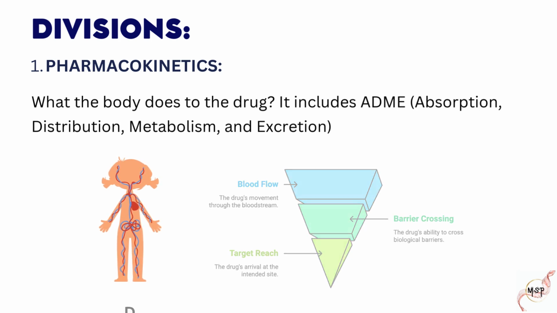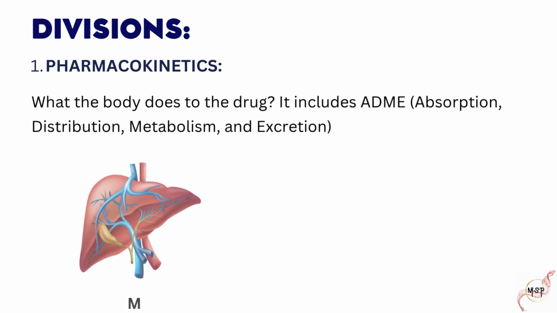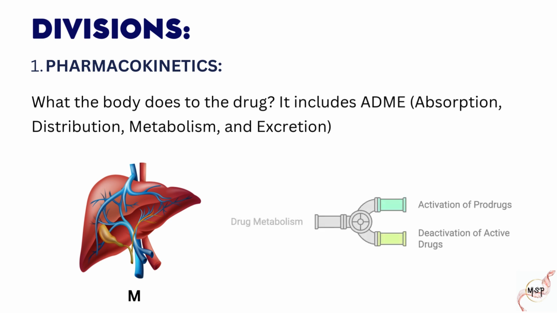Moving on to metabolism, which primarily occurs in the liver. This process involves the transformation of drugs into more water soluble compounds that can be easily excreted. Notably, some drugs may be converted into their active forms while others are deactivated. This aspect has significant implications for a drug's therapeutic effectiveness.